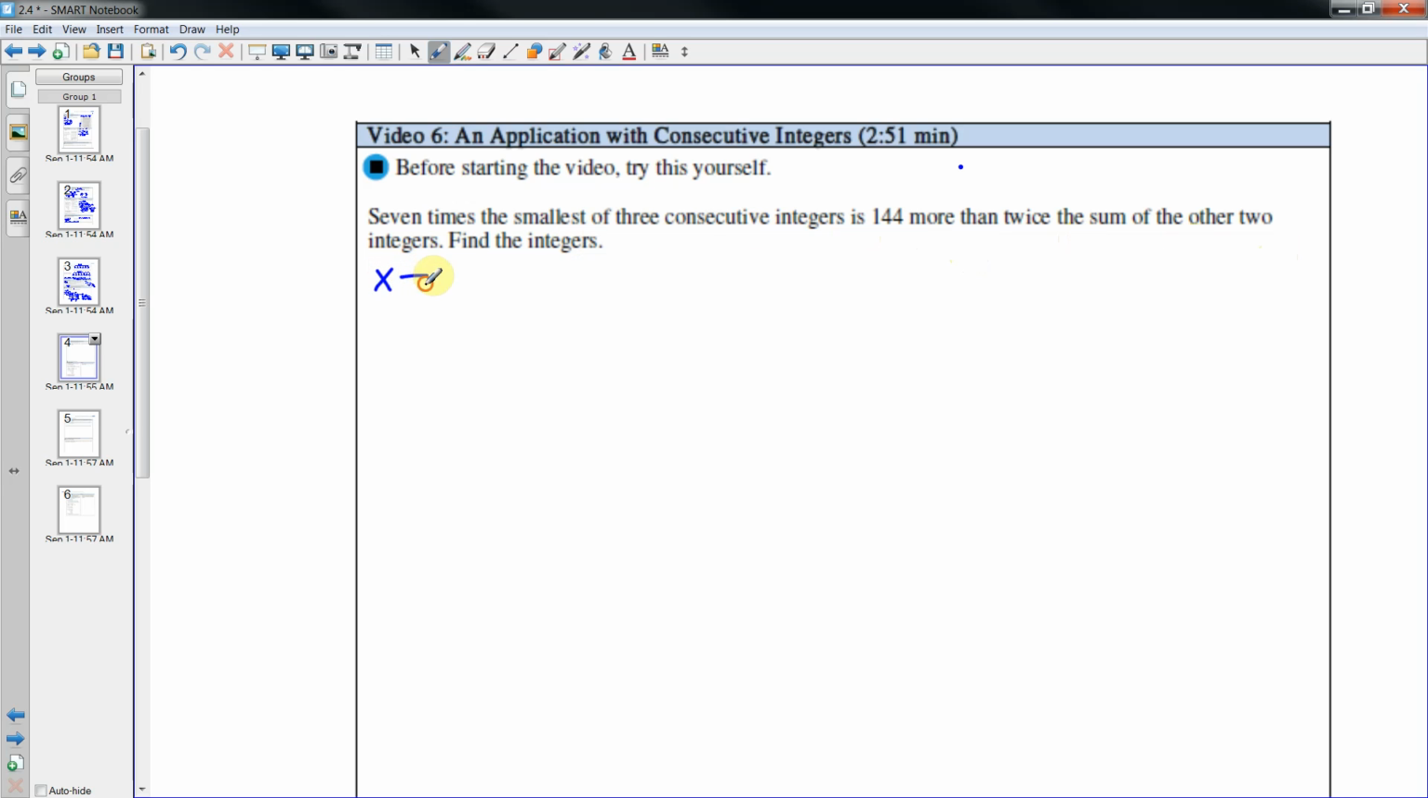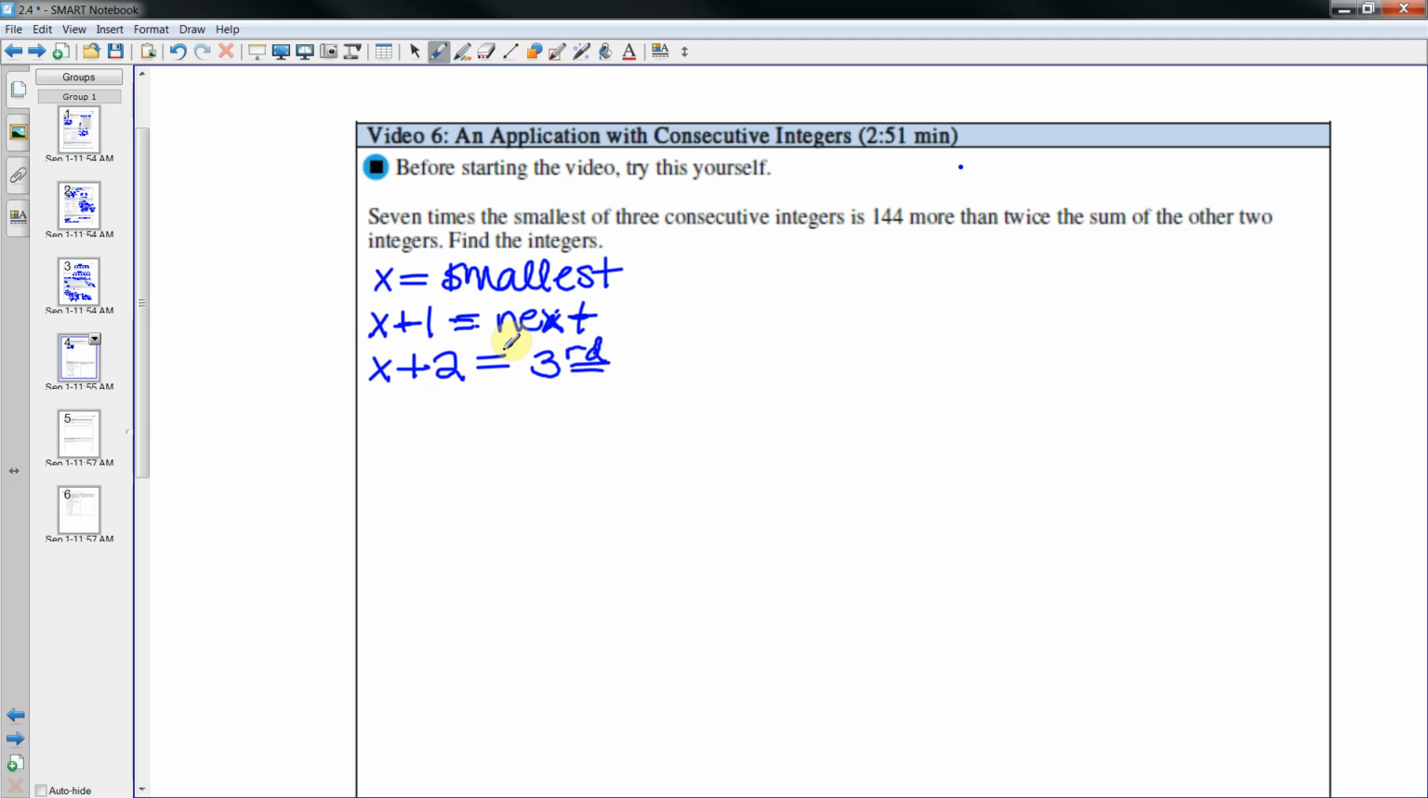Remember, x equals the first one. In this case, they call them smallest to largest, so I'm going to call it the smallest. x plus 1, I'm just going to call it the next one. x plus 1 plus 1, or x plus 2, is going to be the third.